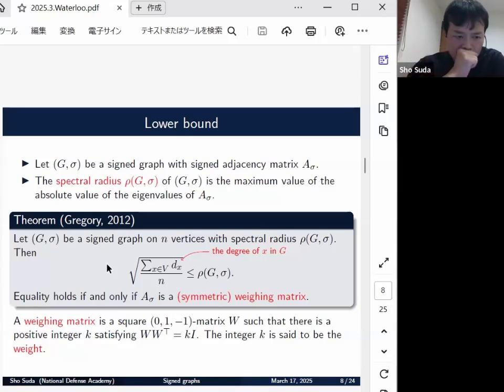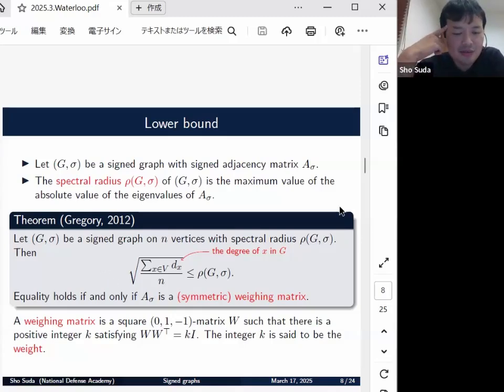And here, a Wang matrix is just a square matrix with entries 0, 1, or -1, such that there is a positive integer k satisfying W times W transpose equals k times the identity matrix. And this integer k is said to be the weight of the Wang matrix.